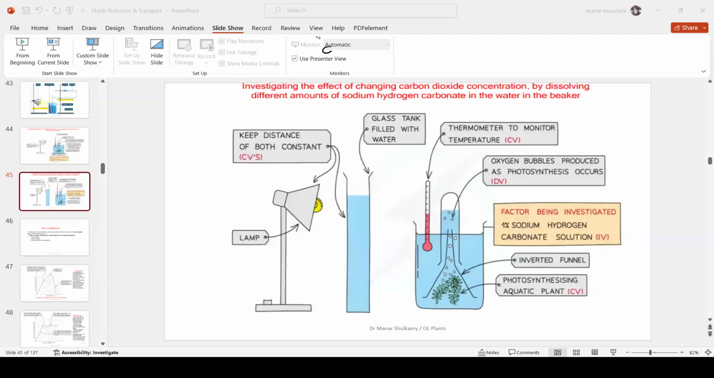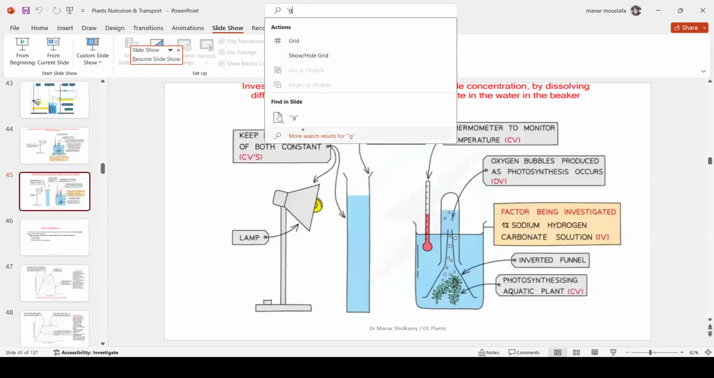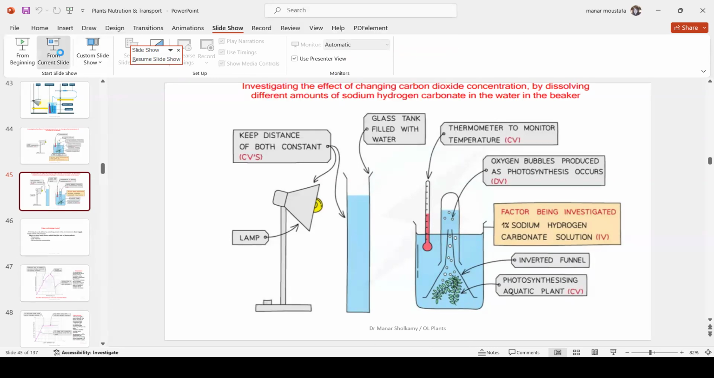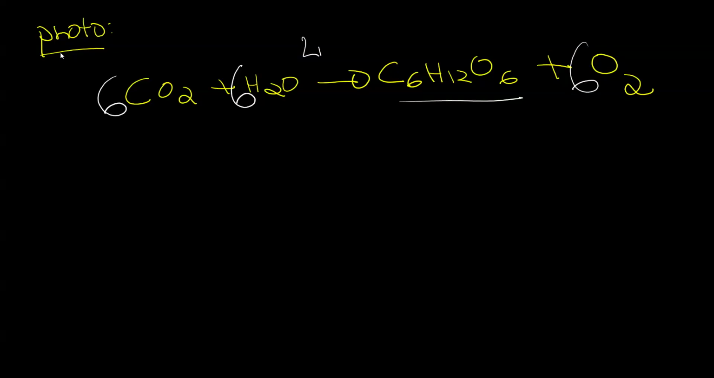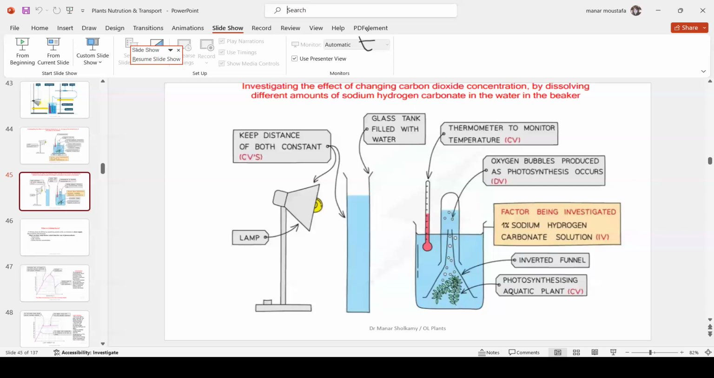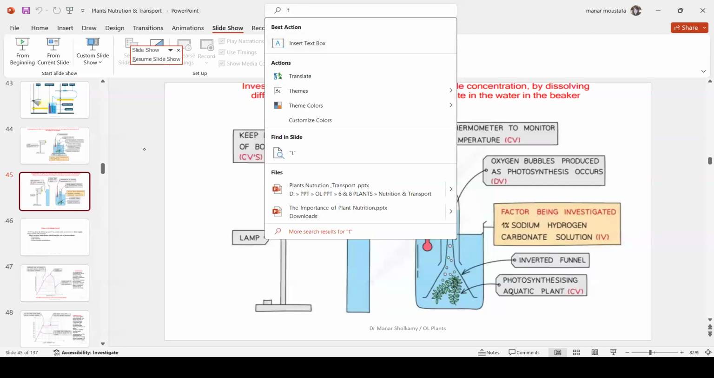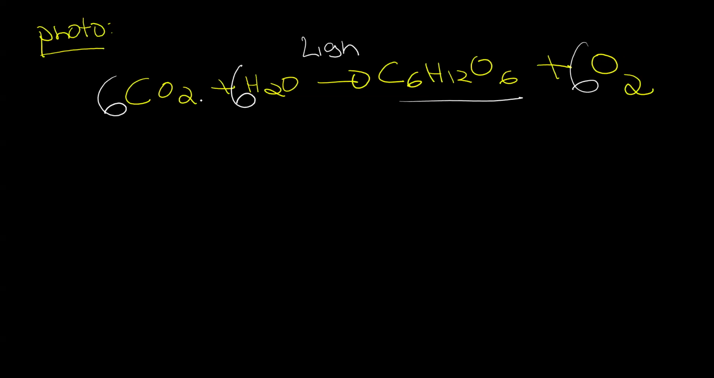And of course, photosynthesis needs... Now it's gone. I'll do it again. Oh, it's there. Now it needs, we have to have light for photosynthesis. It is essential. This is not nice. One minute. Okay. And we need chlorophyll.